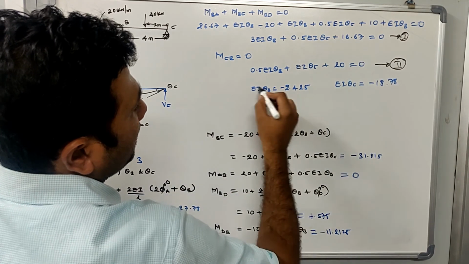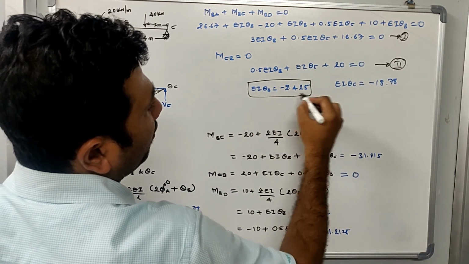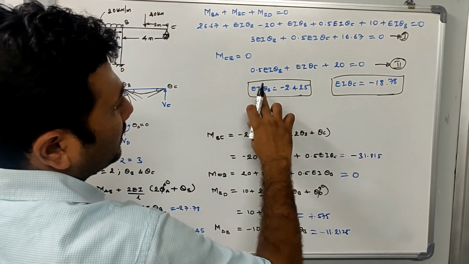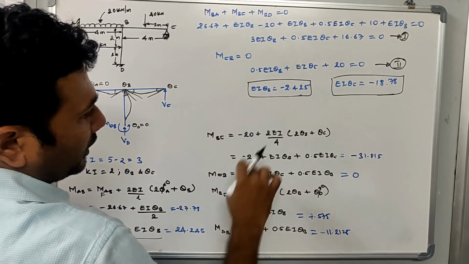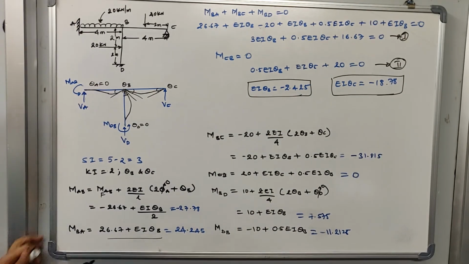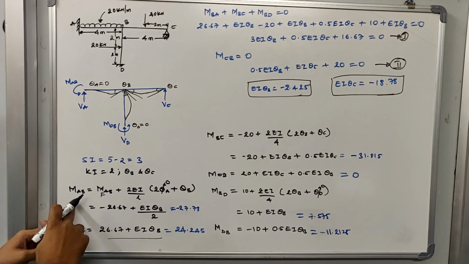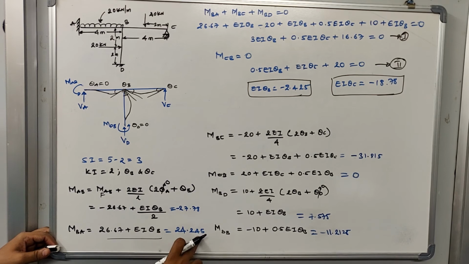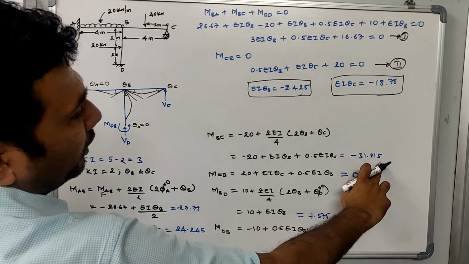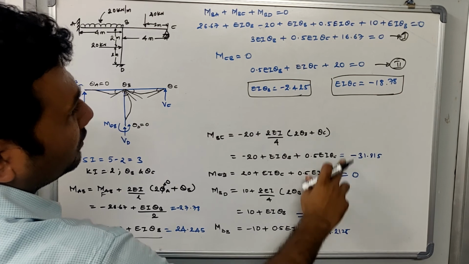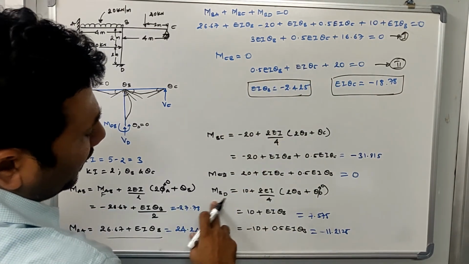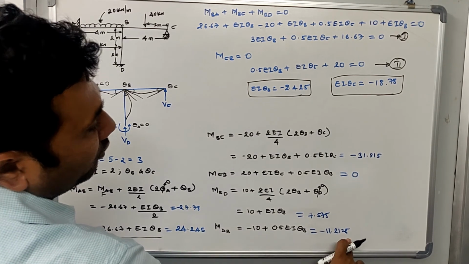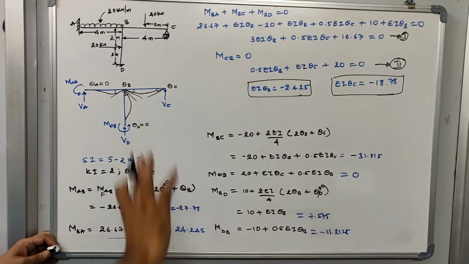From these two equations, I have determined the values of EI theta B and EI theta C. Once you solve the unknowns, theta B and theta C, we have to substitute back into the slope deflection equations and solve for the end moments. So MAB is minus 27.78, MBA is 24.245, MBC is minus 31.815, and MCB is equal to 0 because we already considered MCB equal to 0. MBD is 7.575, MDB is minus 11.2125. So we have determined all the end moments.